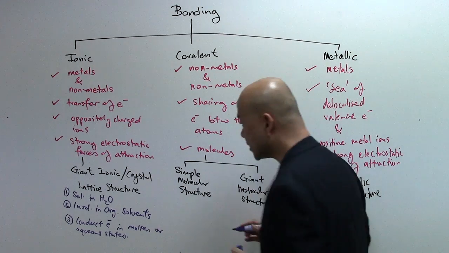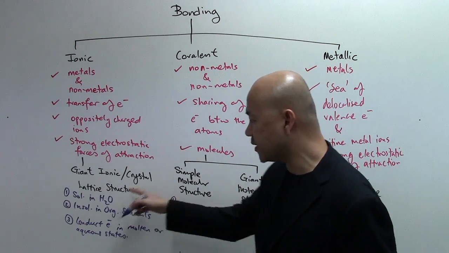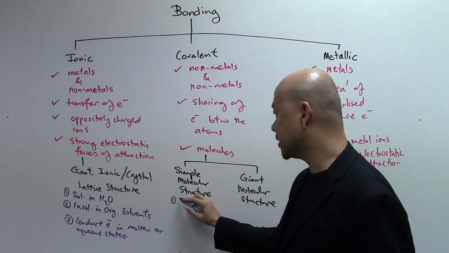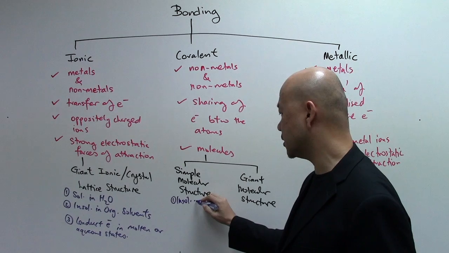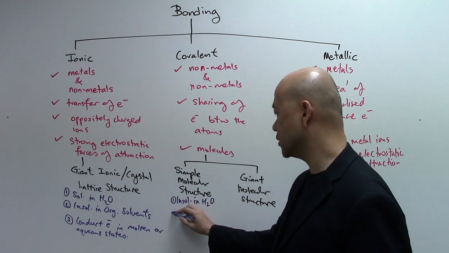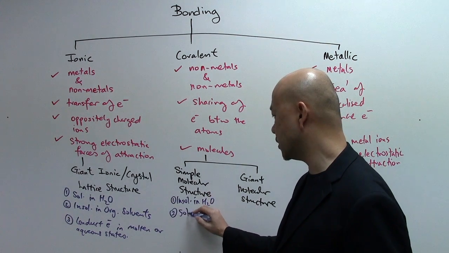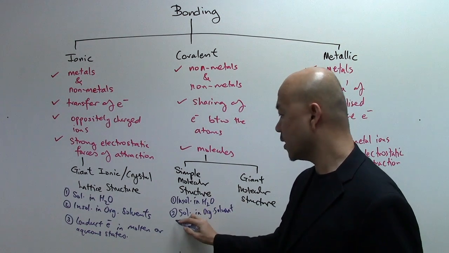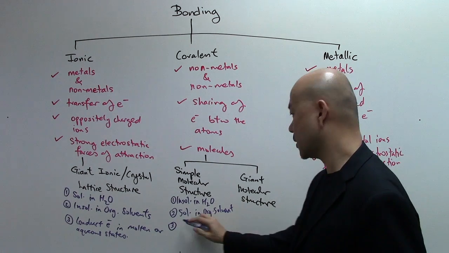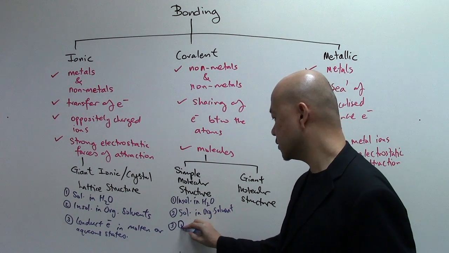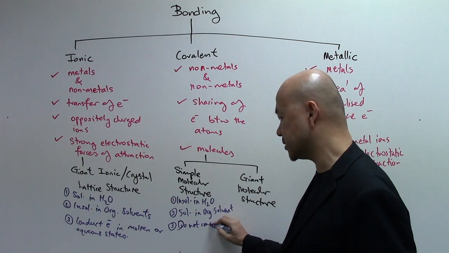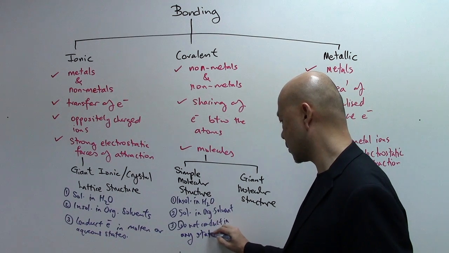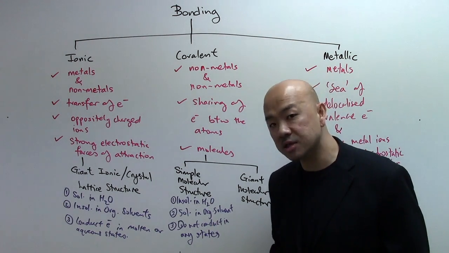Now, the simple molecular structure, the physical properties, kind of being the polar opposite of your ionic compound. They tend to be insoluble in water for most of them. They tend to be soluble in organic solvents. Third, they do not conduct in any state. This is for simple molecular structure.